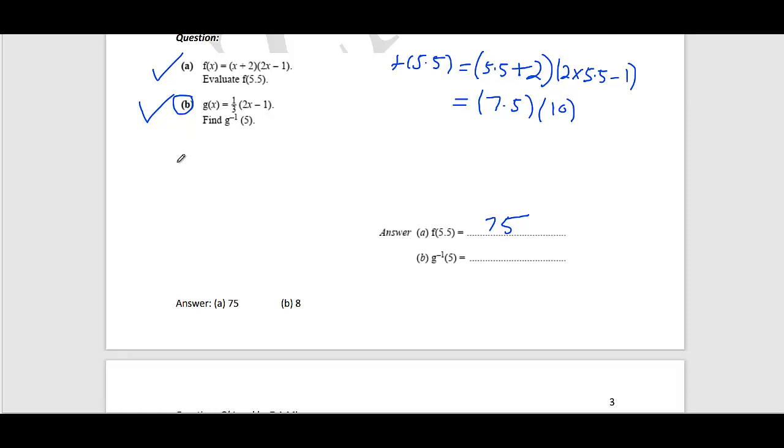To find g inverse of x, we will replace g of x with y as usual. This is our first step. So when we replace g of x with y, this function will become y is equal to 1 over 3 times (2x minus 1). In the next step, we will switch y with x and x with y. And from here, we will make this new y the subject of the equation.